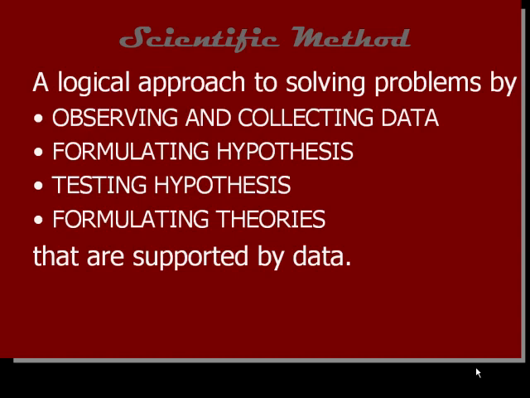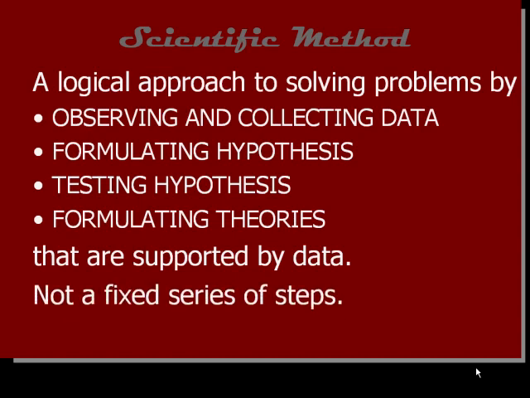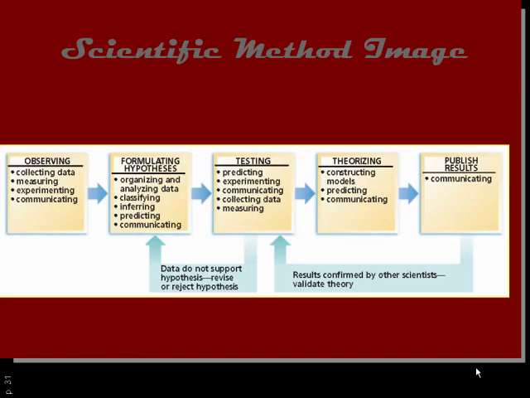Now, I think one of the most important things to mention about the scientific method is that it is not a fixed series of steps. Okay? So if you think about the mystery solution lab that we're doing in this chapter, what we actually did was we did some testing first, we made some observations, and then we formulated a hypothesis. Okay? So again, not a fixed series of steps. Okay? So these are all the parts that make up the scientific method.